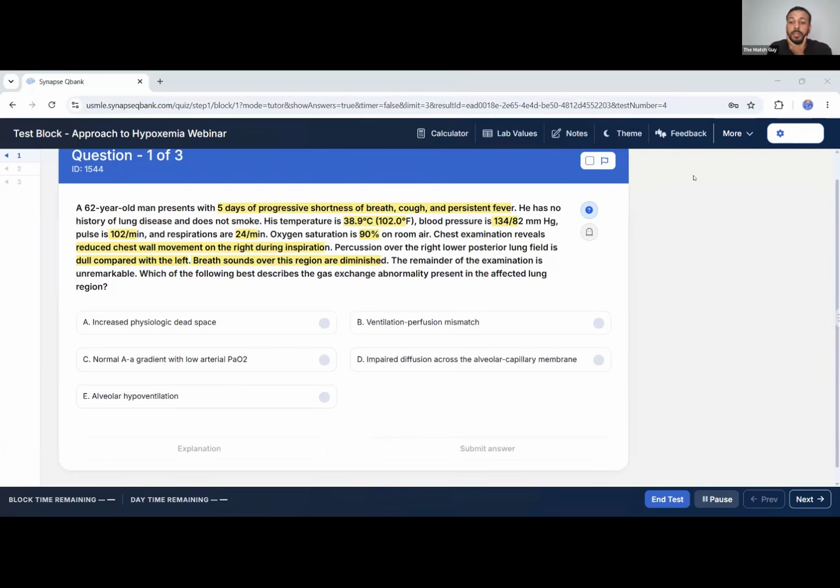So what does this patient have? This patient has pneumonia, right? And what does pneumonia do? Pneumonia leads to fluid inside the alveolus. Since there is fluid inside the alveolus, there is impaired oxygen going from the alveolus to the artery. So let's see which choice matches this. Ventilation perfusion mismatch. Yes, because there is decreased V. So I would think this is the right answer. Let's see the other answer choices.